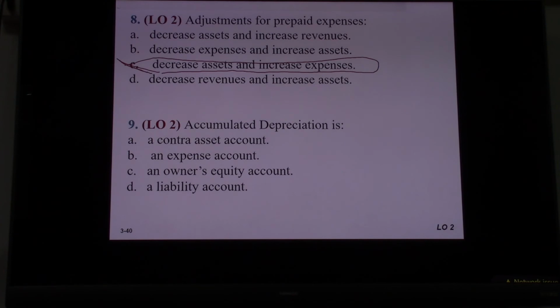Question number 9. Accumulated depreciation is a contra asset account, is an expense account, is an owner's equity account, or a liability account. Of course, letter E. It's a contra asset account. It's an opposite to asset. We can deal with accumulated depreciation as an opposite to assets.